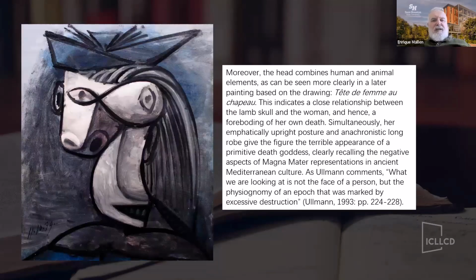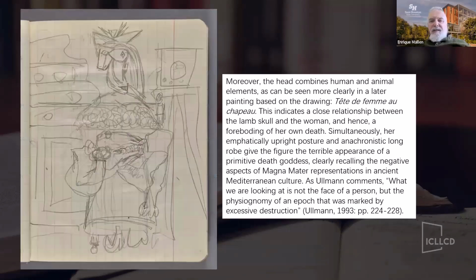Moreover, the head combines human and animal elements, as can be seen more clearly in the later painting based on the drawing that we see illustrated here. This indicates a close relationship between the lamb skull and the woman, and hence a foreboding of her own death. Simultaneously, her emphatically upright posture and an anachronistic long robe give the figure the terrible appearance of a primitive death goddess, clearly recalling the negative aspects of the Magna Mater, her representations in ancient Mediterranean culture.